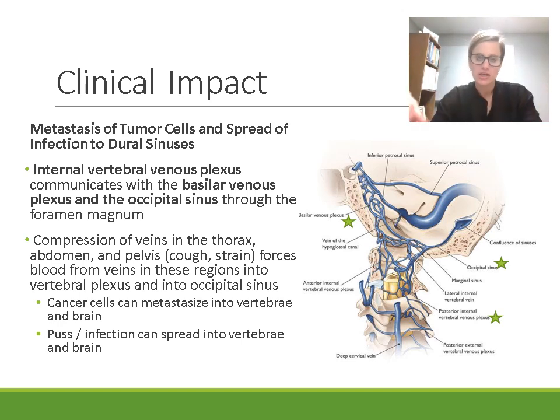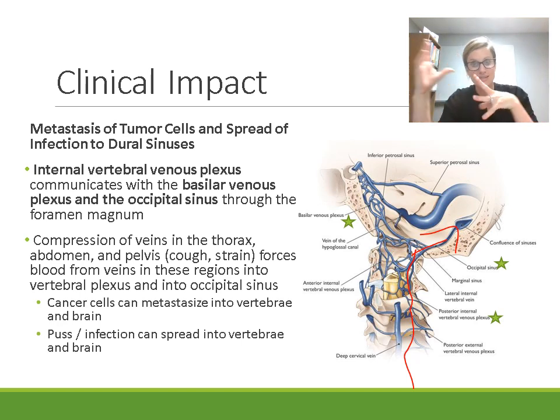So there is a connection between the venous blood flow in the vertebrae, or in the vertebral canal, and the blood flow in the dural sinuses, dural venous sinuses. So it's possible that infection or tumor cells can spread through the vertebrae and then up into these dural venous sinuses. Now, the blood that's going into these vertebrae is coming from the thorax, the abdomen, the pelvis. So infection or tumors that are present in these areas can actually get pushed up through the vertebrae, right? We know that tumors, cancer in those areas can spread to the spine, but it can actually get pushed up into the dural sinuses as well.